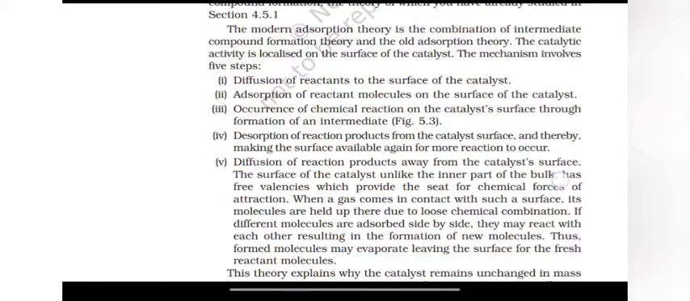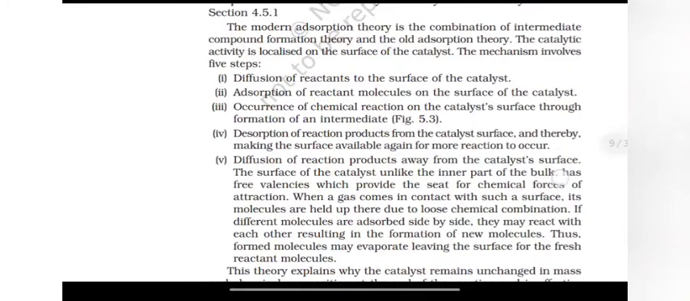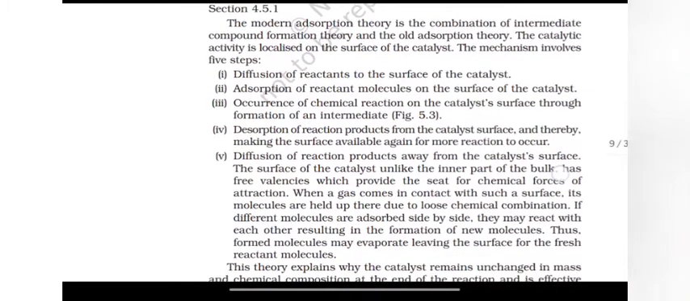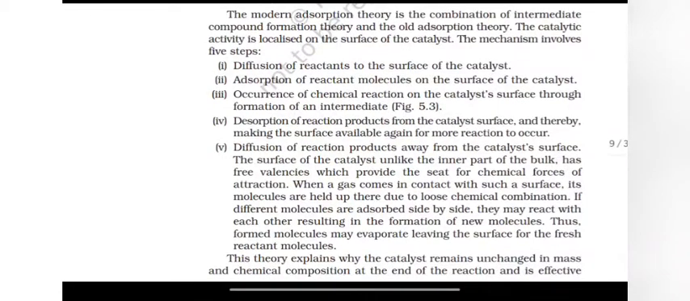The mechanism involves 5 steps: diffusion of reactants to the surface of the catalyst, adsorption of reactant molecules on the surface of the catalyst, occurrence of a chemical reaction on the catalyst surface through formation of an intermediate, desorption of reaction products from the catalyst surface, thereby making the surface available again for more reaction to occur, and diffusion of reaction products away from the catalyst surface.